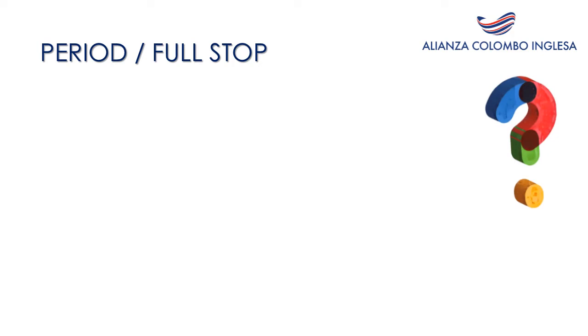It is mainly used for two different purposes. The first one is when you want to end a declarative sentence. So you place the period at the end, right? With those kinds of sentences, we mean the sentence is totally complete, what you want to mean is totally complete, right?